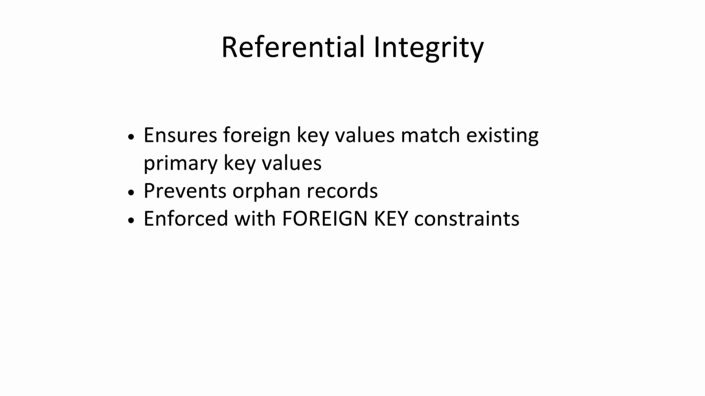Referential integrity. Referential integrity ensures that relationships between tables remain valid. It requires that foreign key values in one table must match primary key values in the referenced table. For example, if a student table has a course ID as a foreign key, there must be a matching course ID in the courses table. If the course is deleted, the database must either prevent the deletion or cascade the change to maintain consistency.